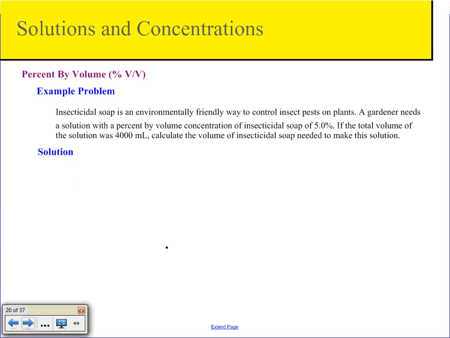So here we go, yet another one. An insecticidal soap is an environmentally friendly way to control insects and pests on plants. A gardener needs a solution with a percent by volume concentration of the insecticide soap of 5.0%. If the total volume of the solution was 4,000 milliliters, calculate the volume of insecticidal soap needed to create this solution.